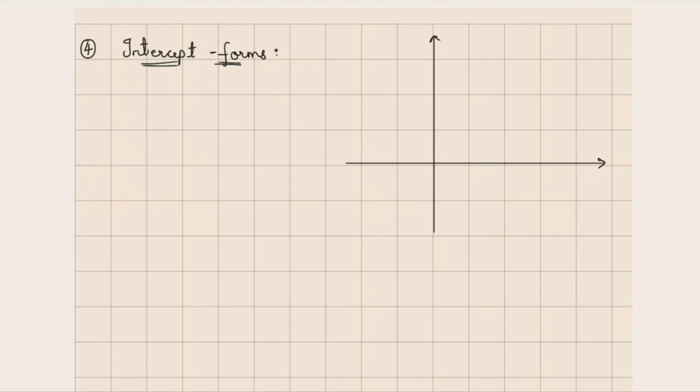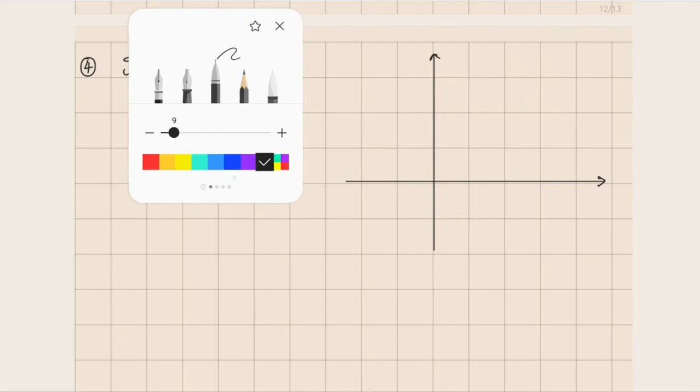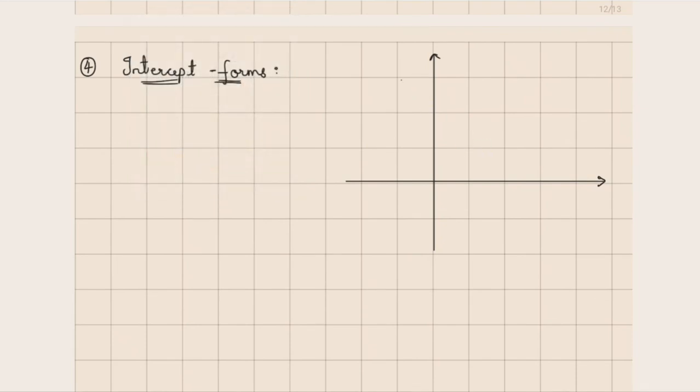Consider this is a y-axis and x-axis, and take a line L where its x-intercept is a. That means this point is (a, 0). The intercept is nothing but the length, this length, which is the same as a. Whereas the y-intercept is (0, b), its intercept is b.